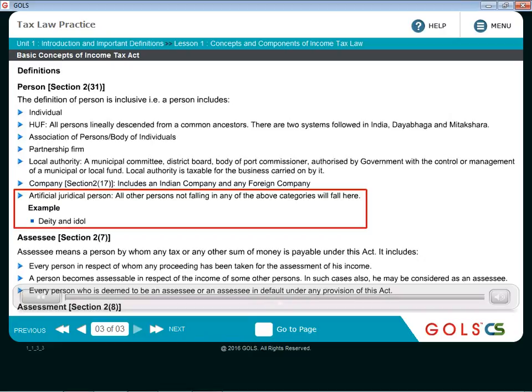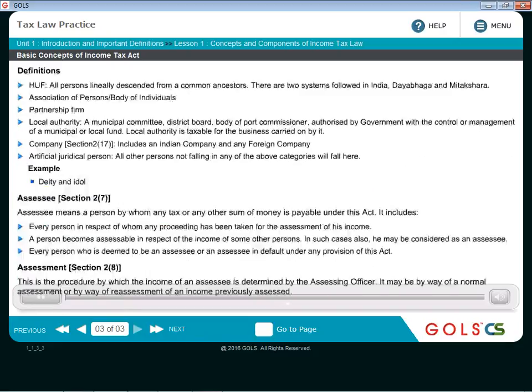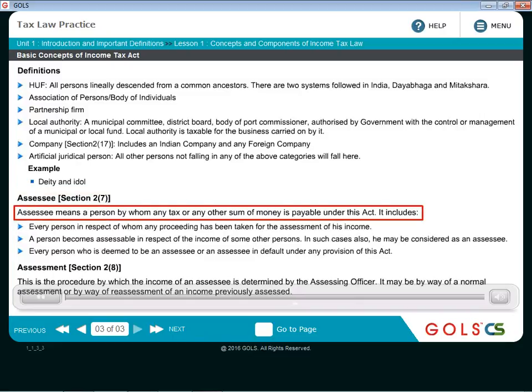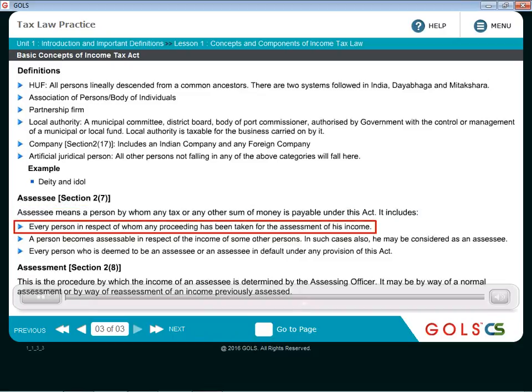Now university is also another artificial juridical person which doesn't fall in any of the above category. The definition of an assessee, which is given under section 2 subsection 7. Assessee means a person by whom any tax or any other sum of money is payable under the Income Tax Act, and it also includes every person in respect of whom any proceedings has been initiated in connection with assessment of the income of the person.